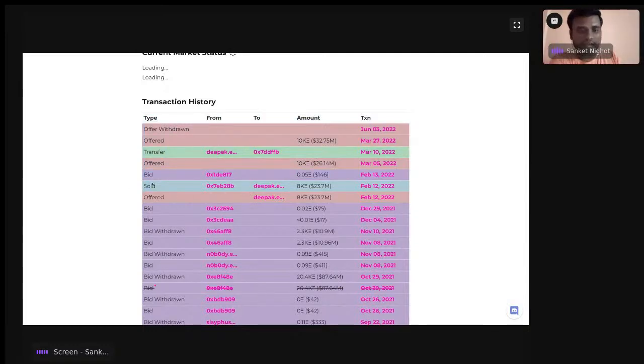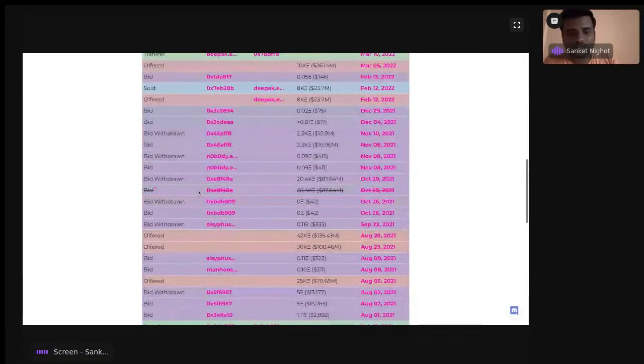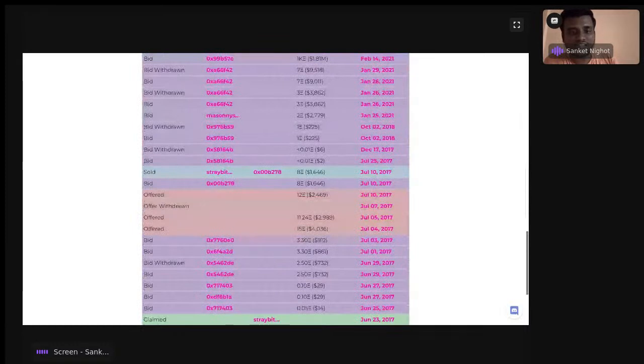7EB sold to Deepak.eth for $23.7 million. Then someone bid 30, then someone offered him 26. Then Deepak transferred to 7DD. I think 7DD offered 32 million or something. So you can see everything about the NFT, like what the price of the NFT is and everything here.